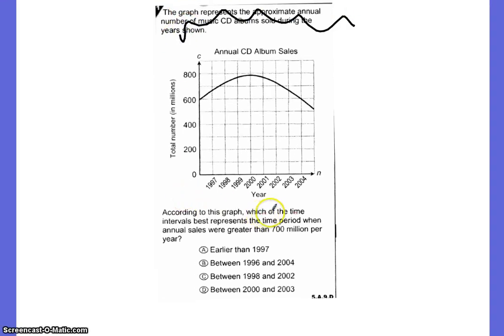So, according to this graph, which of the time intervals best represents the time period when annual sales were greater than 700? So, you've got to go find 700, okay? And we needed to be greater, so we needed to be above it. So, from here, and it's above it until here. So this is right here. So we're looking at somewhere between 97 and 98, probably 98 to 2002. That's going to be C.